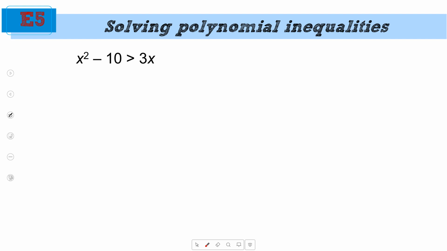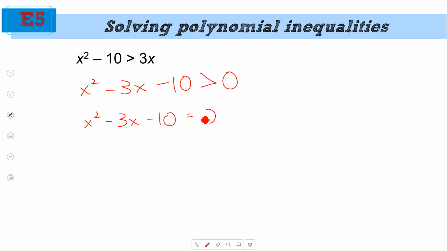Okay, so let's start with this guy. I'm looking for all the values that when I plug them into x, I get x squared minus 10 greater than 3x. So what I'm going to do first is the following. Just like you would solve an equation, set it equal to 0. Sorry, set it greater than 0. Then I'm going to set it equal to 0. And as you get better at these, or if you already know how to do these, you can probably skip some of these steps.